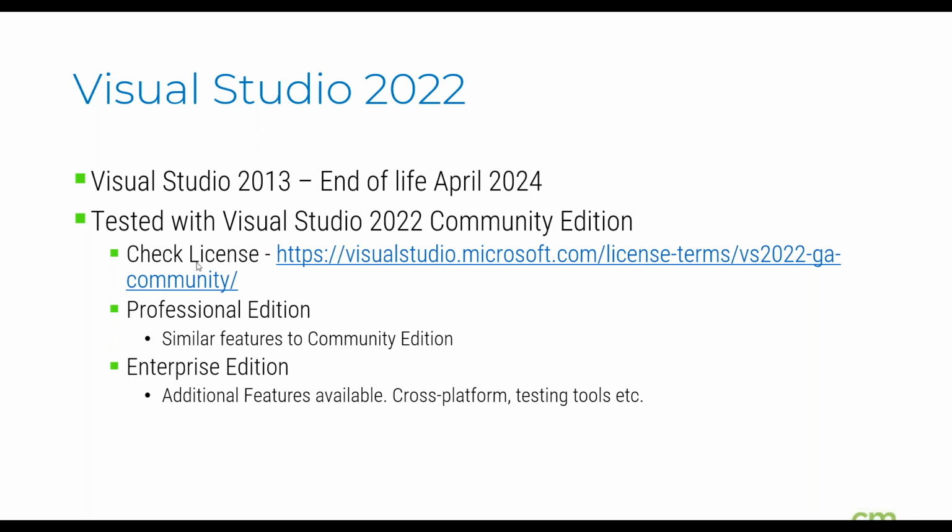But with 2022, there are just three editions: community, professional, and enterprise. I tested it with the community edition, which I'll call the free edition, but it's free with an asterisk. There are license terms, so you will need to visit this link to check if you can use the free version. If not, there's the professional edition and the enterprise edition with extra bells and whistles if needed.